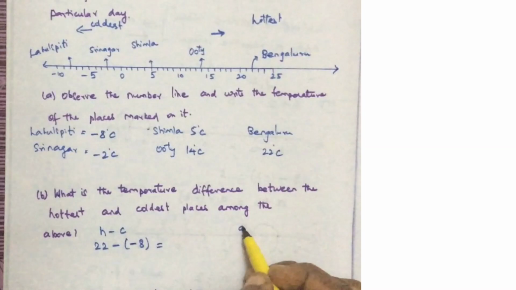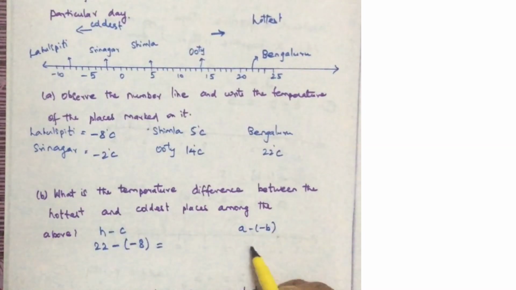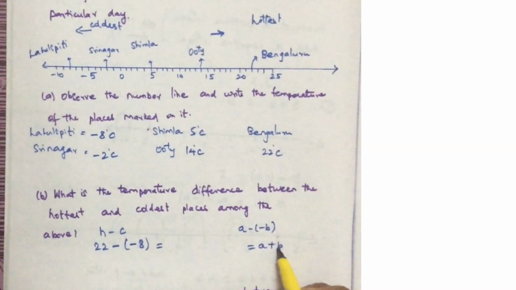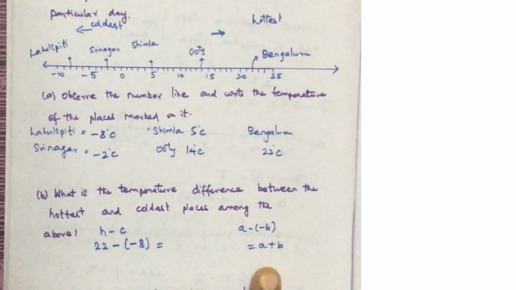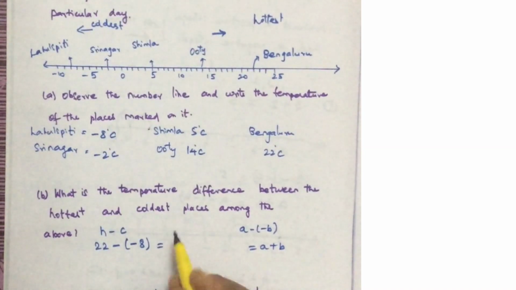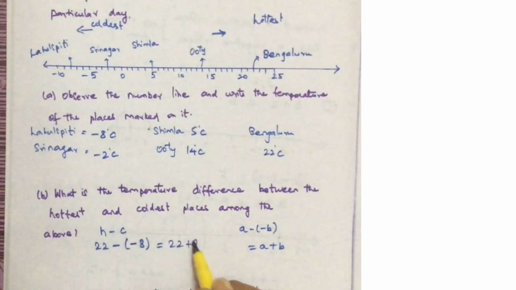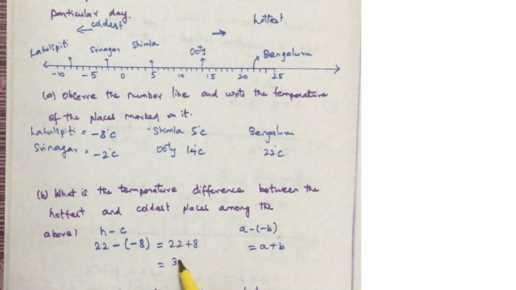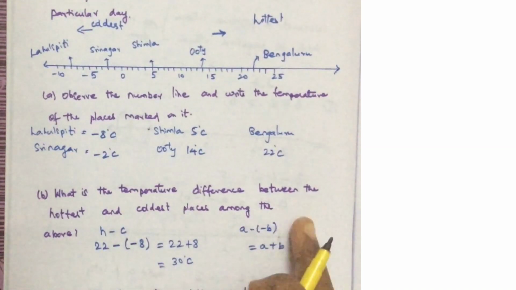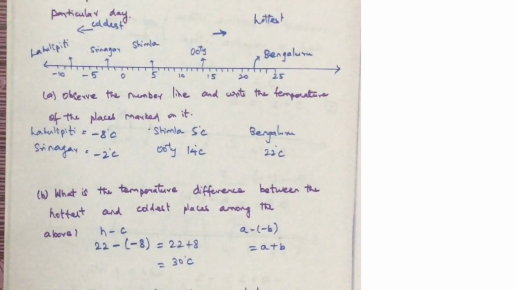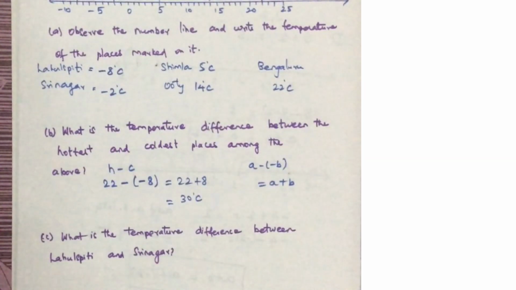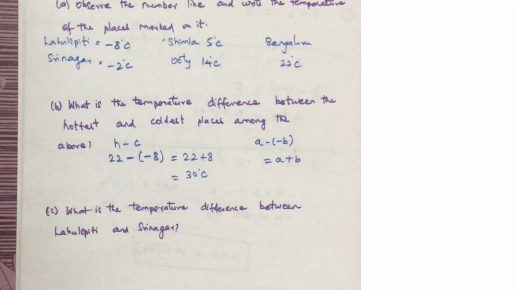We already know A minus of minus B is A plus B. Last class we derived how we got this. Now that is equal to 22 plus 8, that is equal to 30. Therefore, the temperature difference between the hottest and coldest place is 30 degrees Celsius. The next question is, what is the temperature difference between Lahul Spiti and Srinagar?